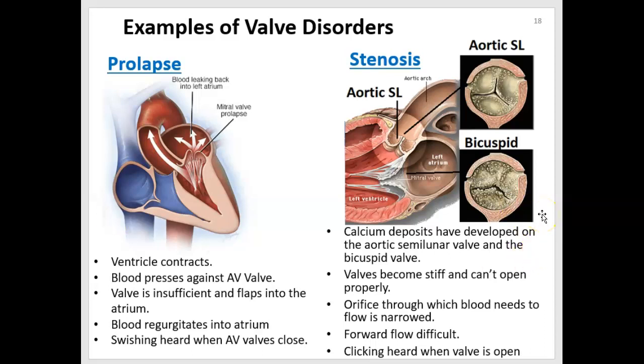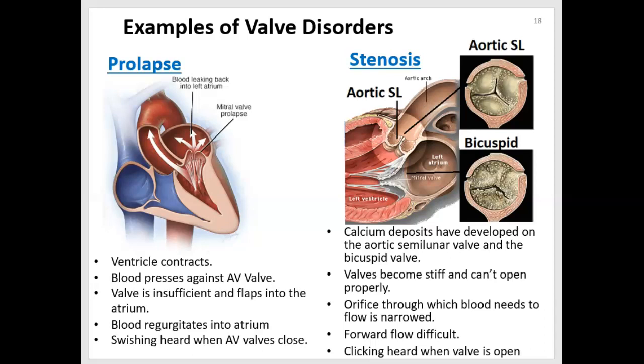Here are examples of the two categories of valve disorders. On the left, the diagram shows the bicuspid valve flapping into the left atrium when the ventricle contracts. This causes regurgitation of blood into the left atrium. The valve is said to be prolapsed. Prolapse occurs when the valve does not close properly and is categorized as an insufficient valve disorder, and a swishing noise would be heard on exam.